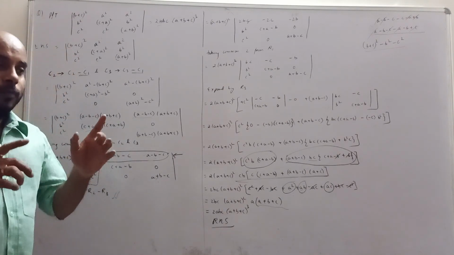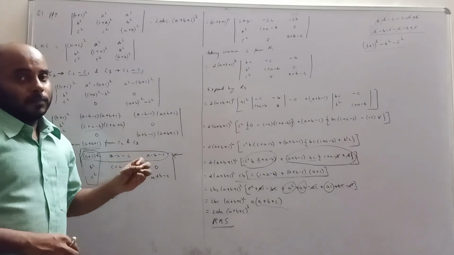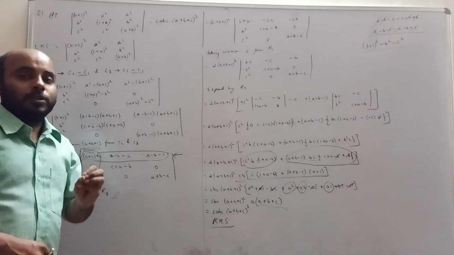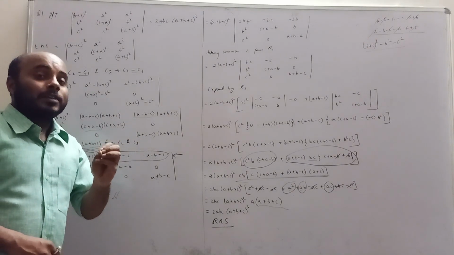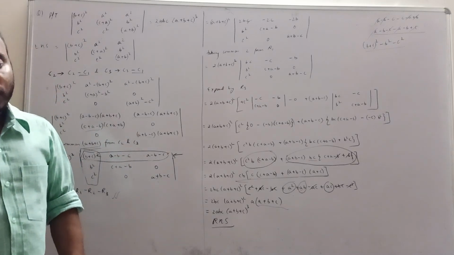Now one very important thing: we cannot expand without making 2 zeros. If the question is using properties, you have to make 2 zeros anywhere in the whole determinant. If you fail to make 1, 1, 1, if you fail to make 2 zeros in any one row or one column. Okay.